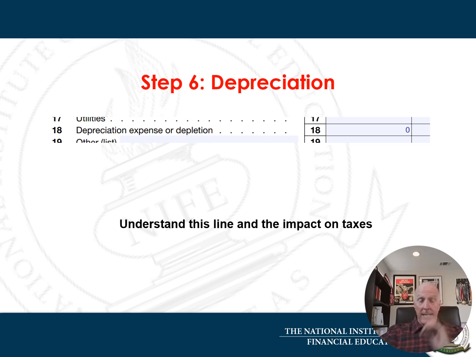Step 6, depreciation. You'll see line number 18 here. In our case, why is there no depreciation? Have they fully depreciated a home, or has someone made a mistake in tax preparation? We have experienced this twice in the last 12 months where clients came to us, we looked at their returns, and there was no depreciation, and there should have been. The tax person just missed it, costing them thousands of dollars in income tax that they should not have paid.